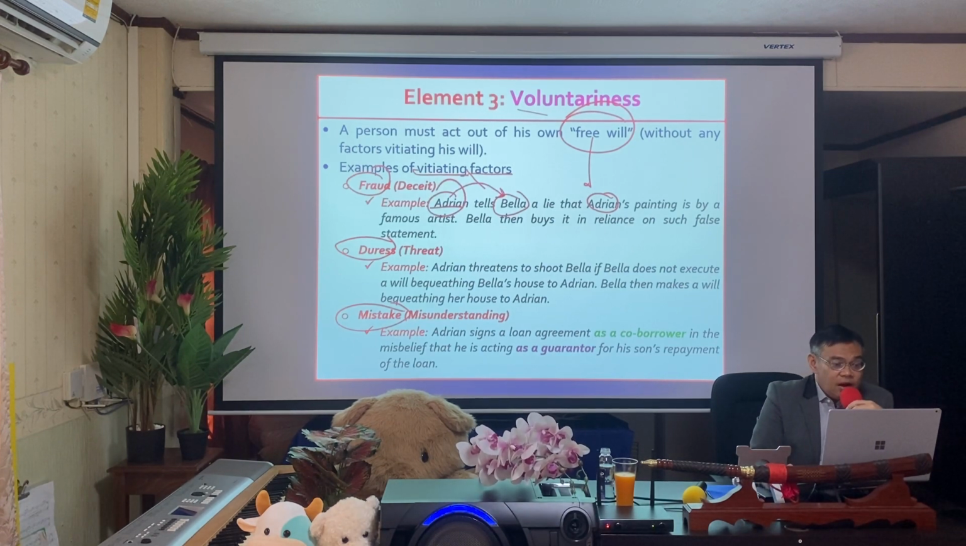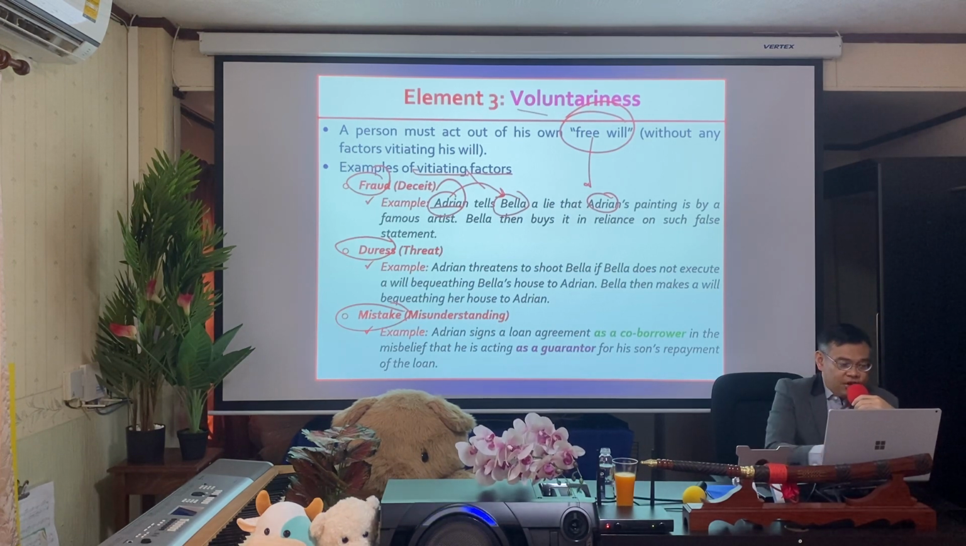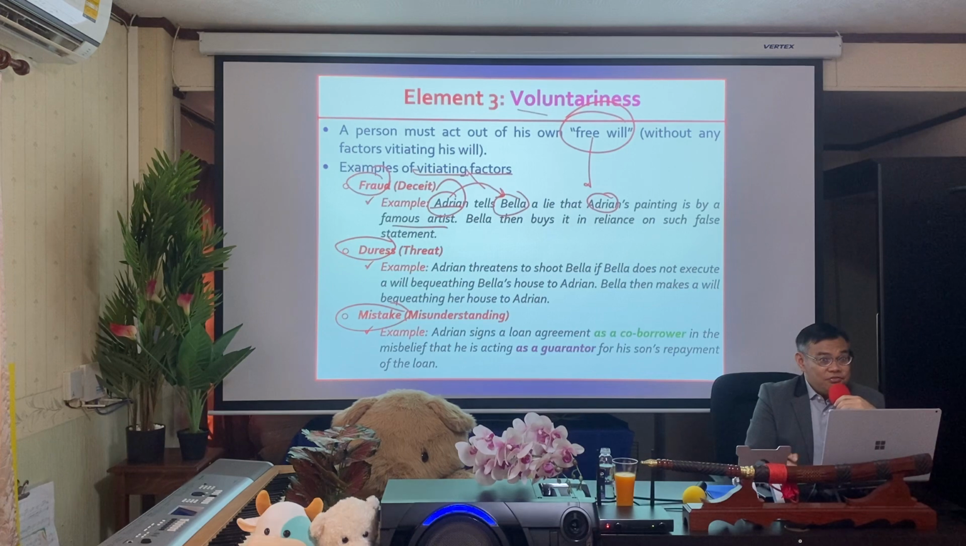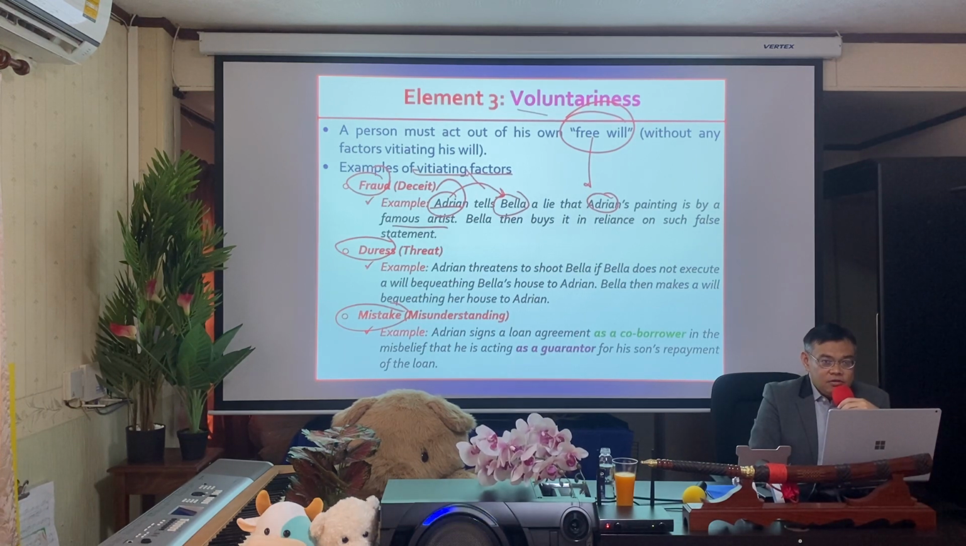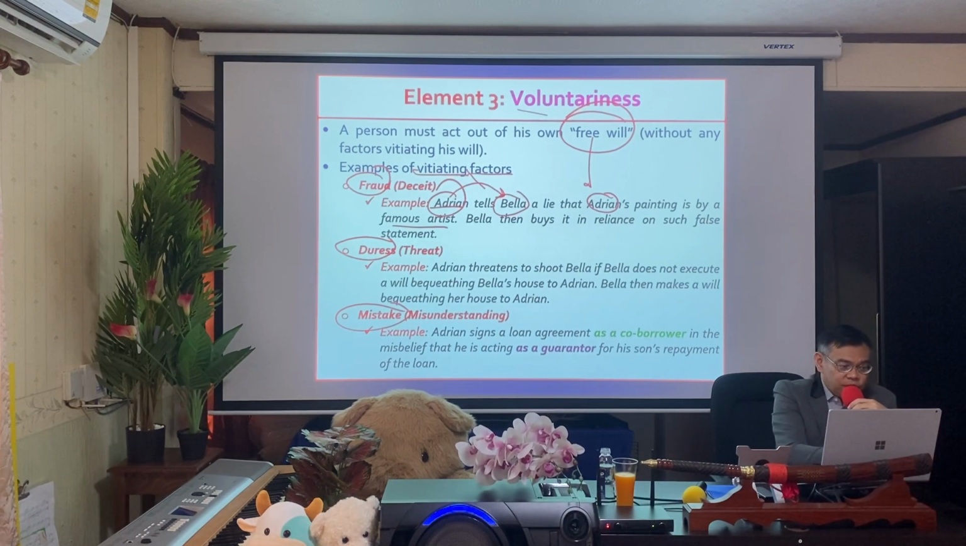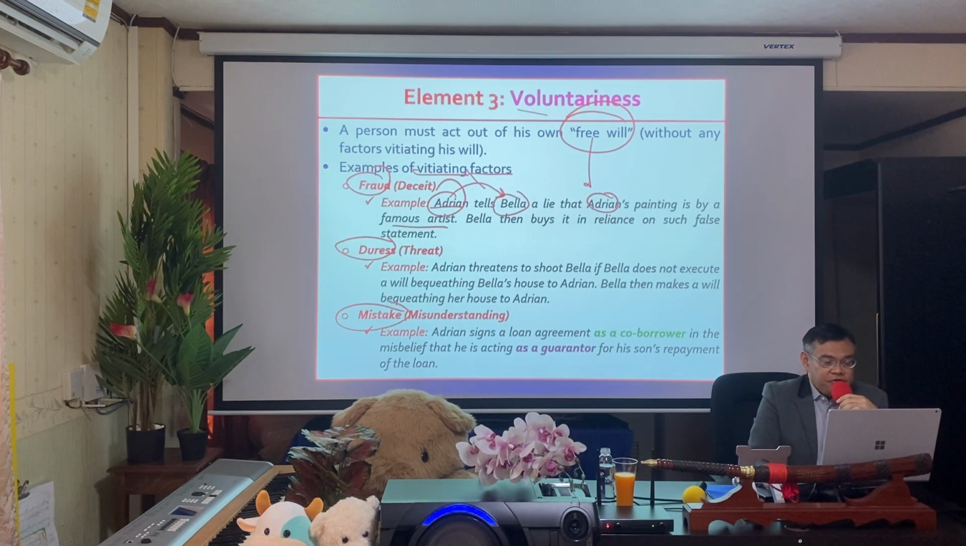And he tells a lie to Bella that the painting is by a famous artist. In fact, it is not by a famous artist at all. But Bella believed the statement given by Adrian. So, in reliance on such false statement, Bella decides to buy this painting from Adrian.